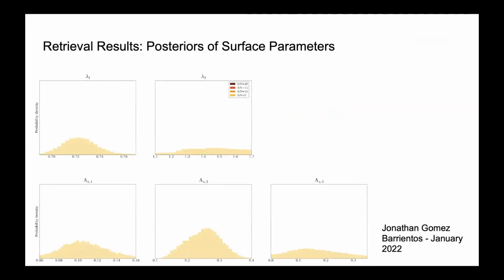So here you have the posteriors of the surface free parameters. The lambda parameters are points between 0.3 and 2.5 microns, where there are sharp changes in the surface albedo. The A_S parameters are surface albedo values themselves, so they vary from 0 to 1.